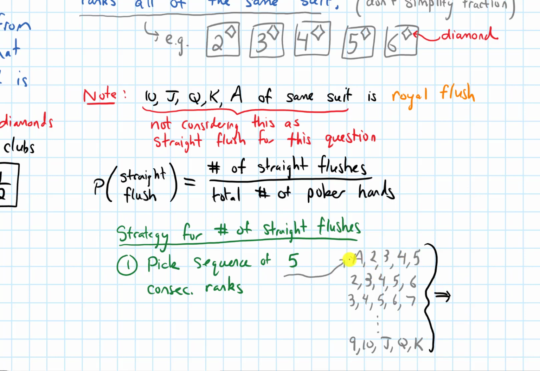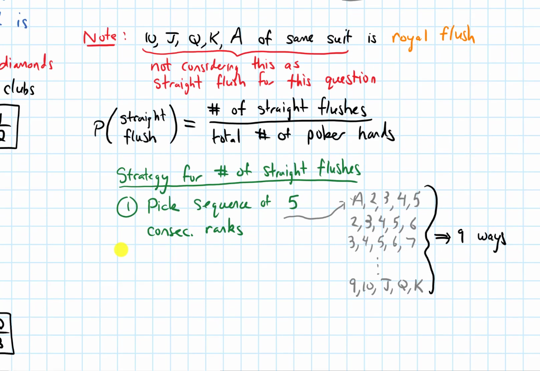So if I count these, focusing on the first number at the front, I think of the ace here as a 1, and then it's kind of like I have a 1, a 2 at the front, a 3 at the front, up to a 9 at the front. So there are 9 ways of picking my sequence of consecutive ranks.